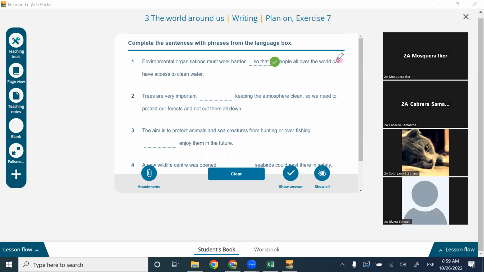Let's define it, please. Look, it is clear here, it says can. People is the noun. That's the reason that says so that. Okay? Continue, number 2. Trees are very important.